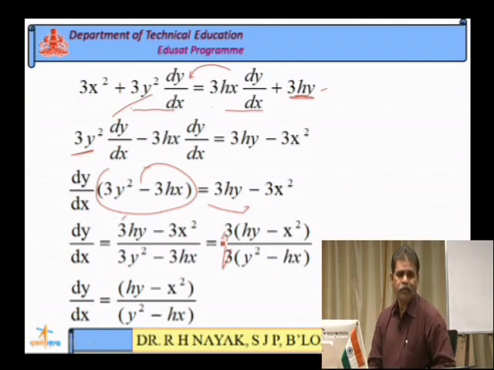Let me discuss some other problems based on this implicit function in the next class.